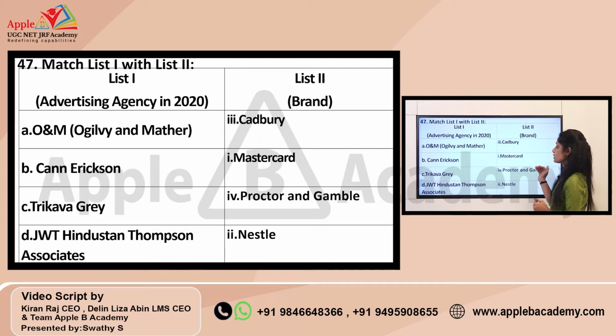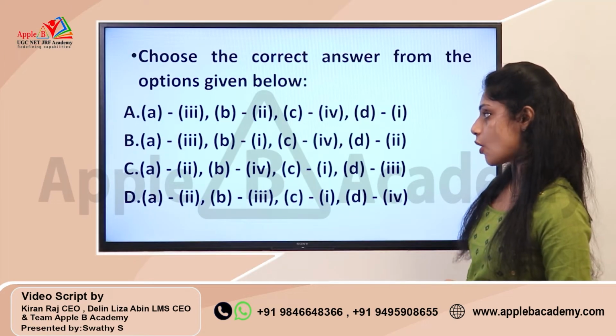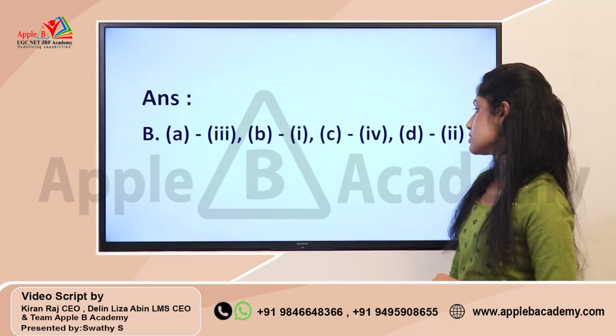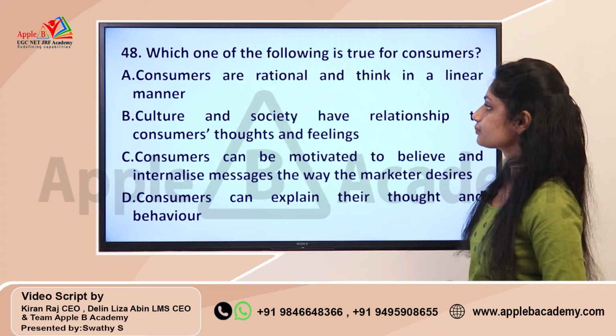O&M you can connect actually with Cadbury. Can Erickson is actually with Mastercard. Trikava Gray is with Procter and Gamble, and JWT Hindustan Thompson Associates is actually with Nestle. So A3, B1, C4 and D2. That is option B. A3, B1, C4 and D2.